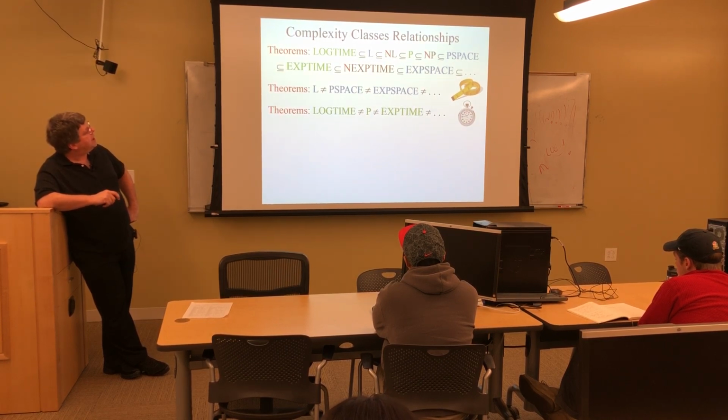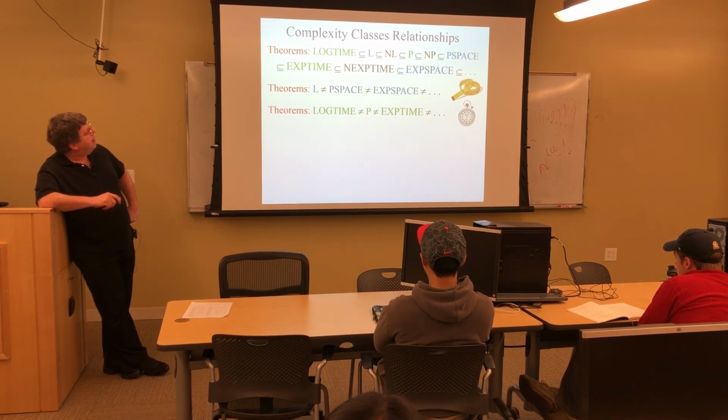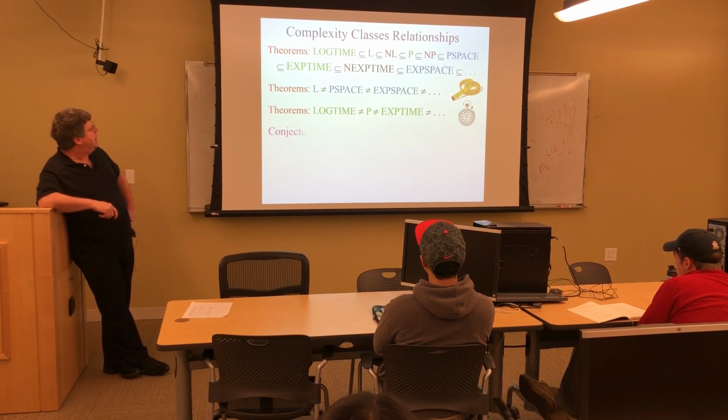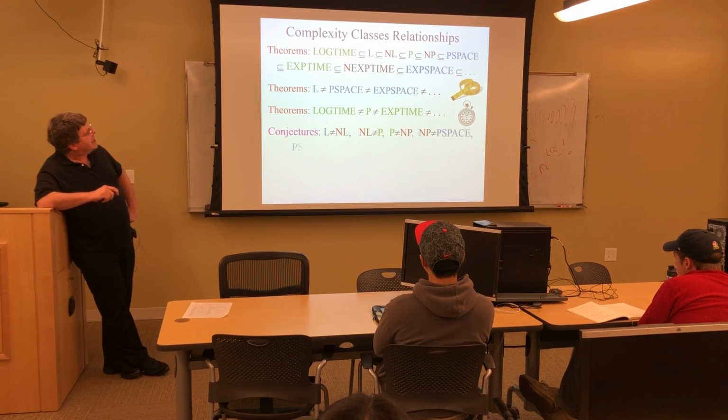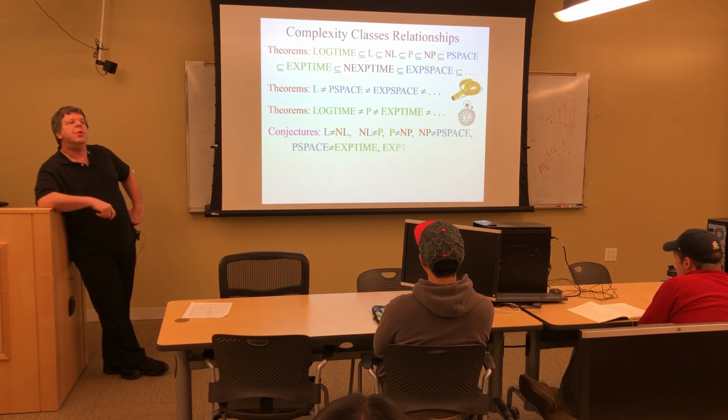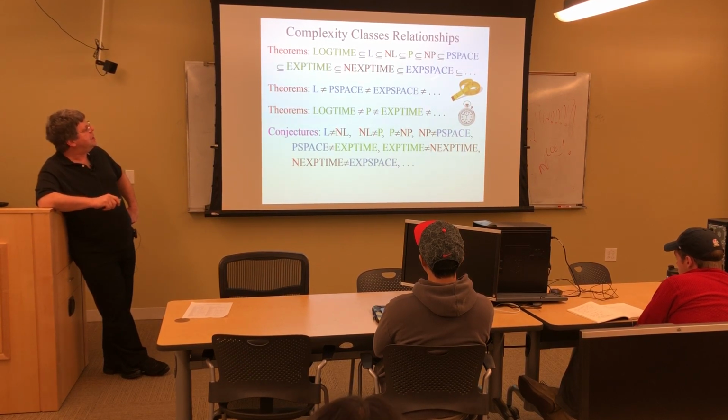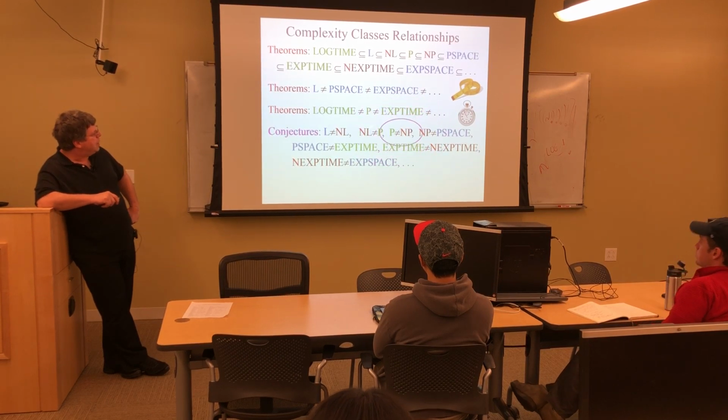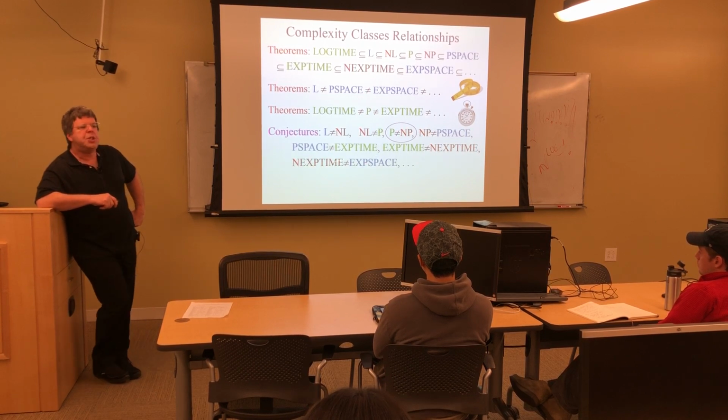Similarly, at least one of these three must be proper because L is not the same as PSPACE. Between this blue one and that blue one, at least this one or this one must be proper. Right? In other words, for sure we know that some of them are proper, we just don't know which. Because all the green ones are not the same as each other, all the blue ones are not the same as each other again. So at least one of these 1, 2, 3, 4, 5, 6, at least one of those 7 conjectures must be true. And one of them is P not equal to NP.